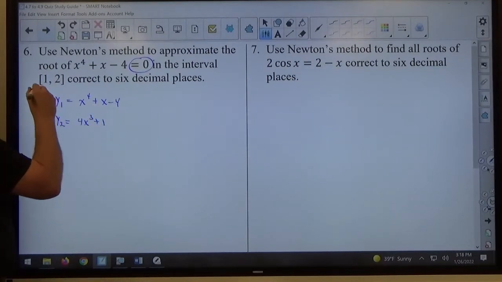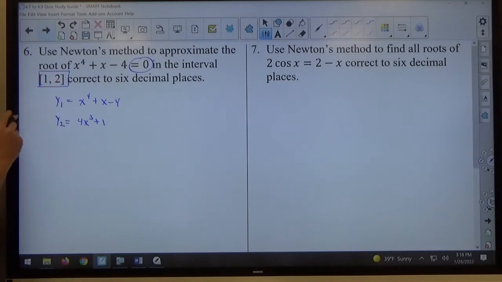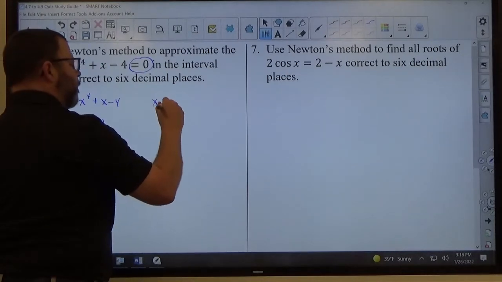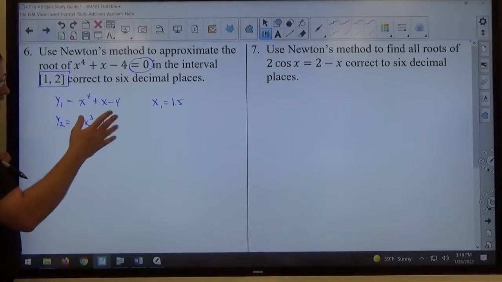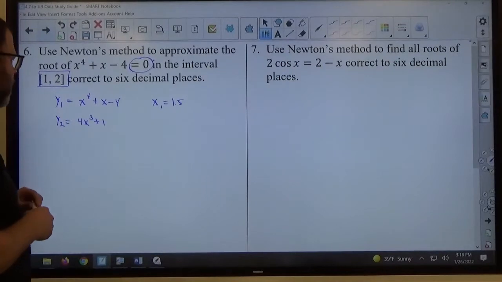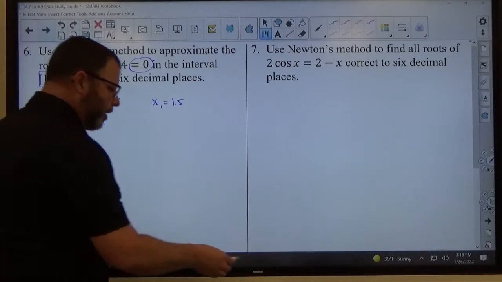And we're looking for an answer between 1 and 2, so that kind of dictates what we're going to pick for x sub 1. I like to go in the middle. The only thing that would make this fail is if y2 equals 0 at that number. Well, if I put 1.5 here, it's not going to equal 0, so we should be good to go. That's everything I need in my calculator to use Newton's method.